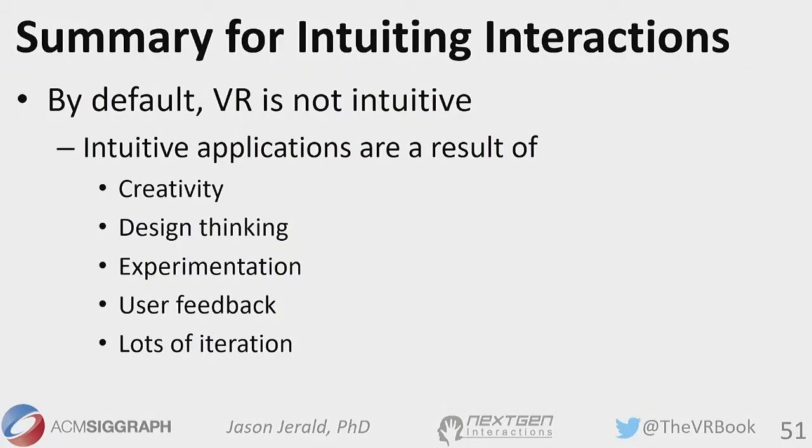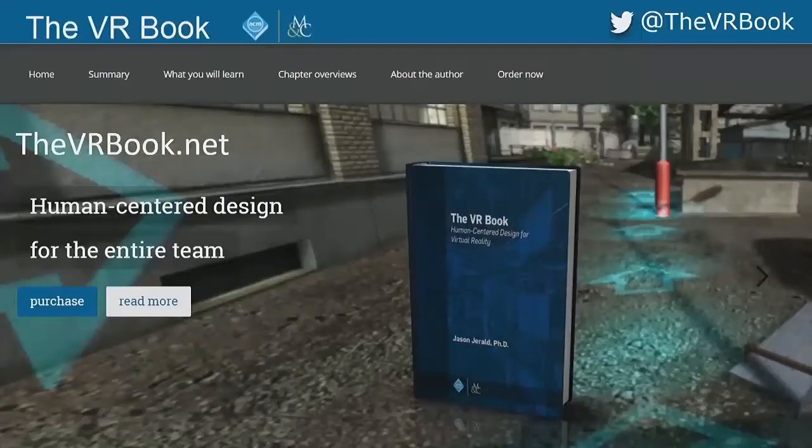Okay, so in summary, for intuiting these interactions, in hindsight, it seems kind of obvious what to do, but it's often not. Virtual reality is not intuitive by default. It's really a result of being creative, of design thinking, of a whole lot of experimentation, of course, user feedback, and massive, massive iteration, more so than regular real-world design.